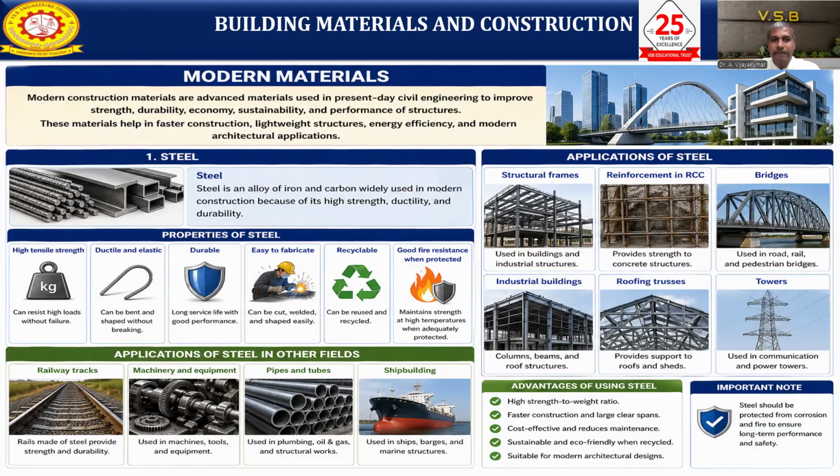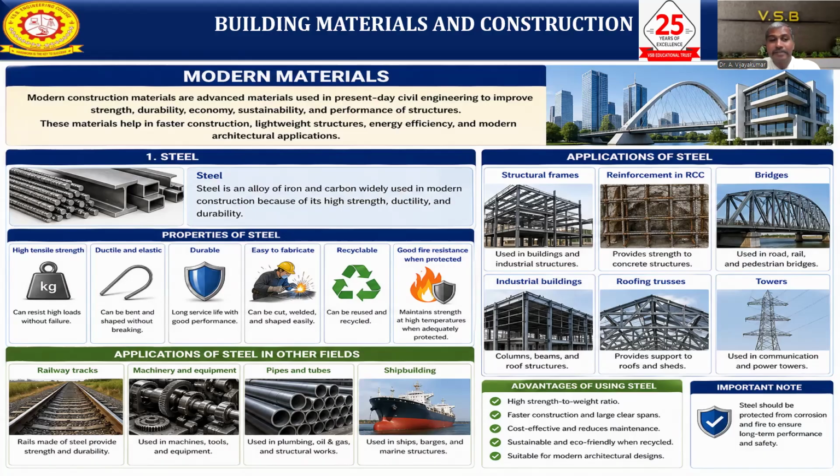The first material is steel. We know steel is an alloy of iron and carbon, widely used in modern construction because of its high strength, ductility, and durability. We could not expect these things from the earlier construction materials. Steel has high strength, it is ductile, and it is very durable. When using steel, different properties come into play.